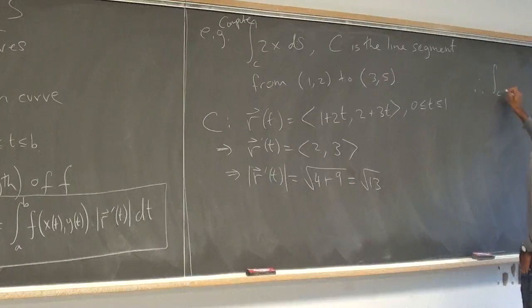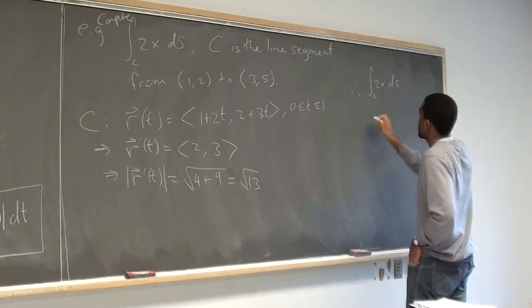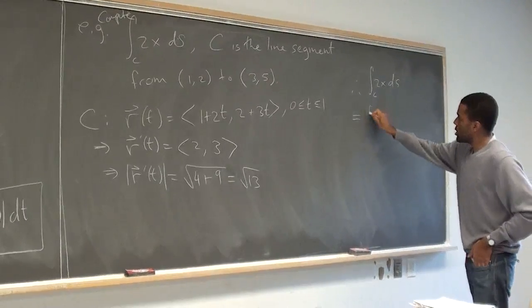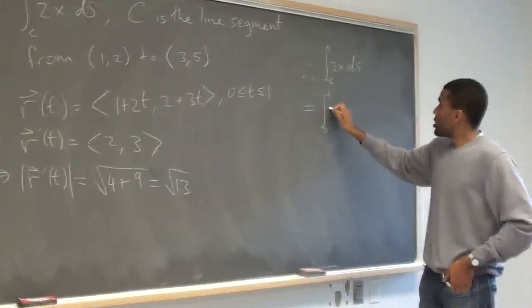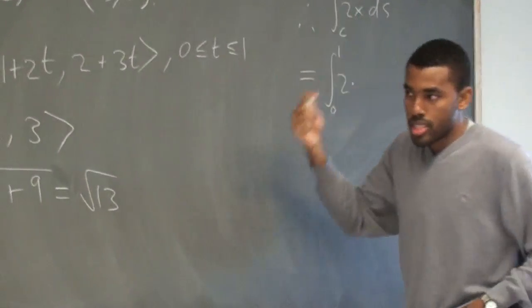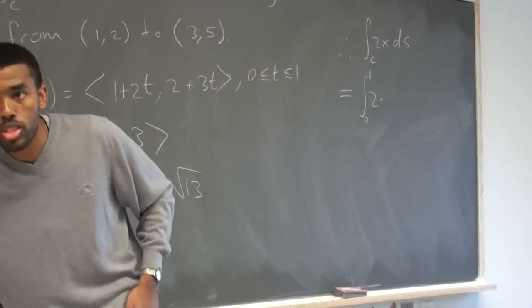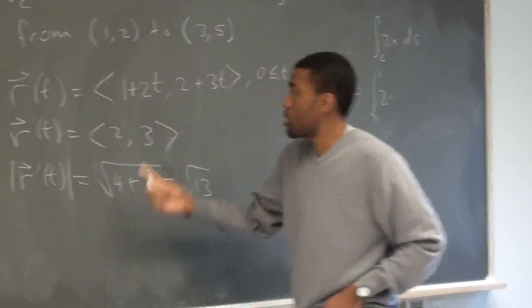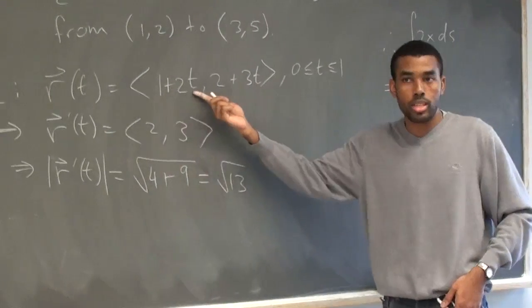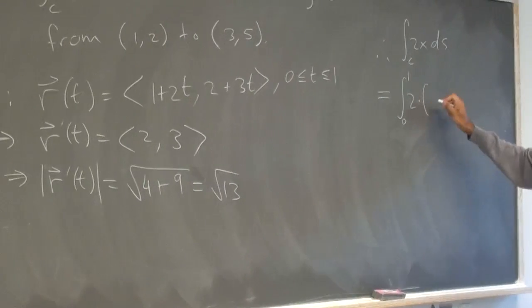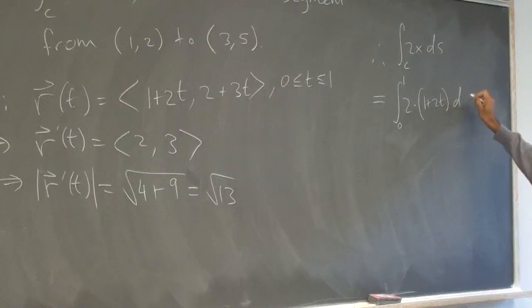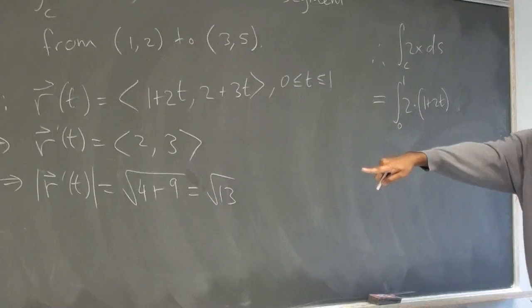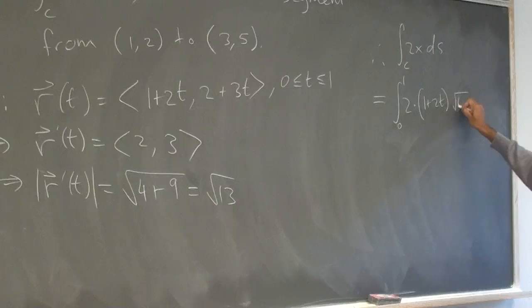Therefore, the integral along C of 2x ds will be equal to the integral from 0 to 1. I'm taking the bounds from the t. I don't put the x here. I'm supposed to plug in the parameterization. So instead of x, I'm going to plug in this expression here. This is the x of t, times the magnitude of the derivative, dt.